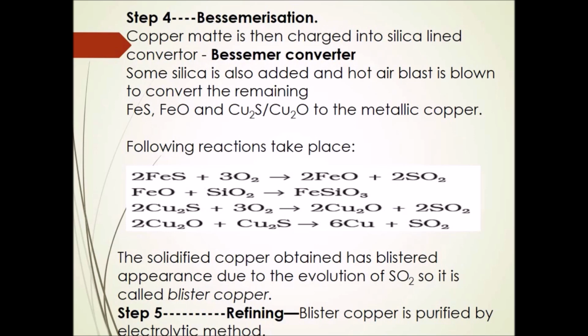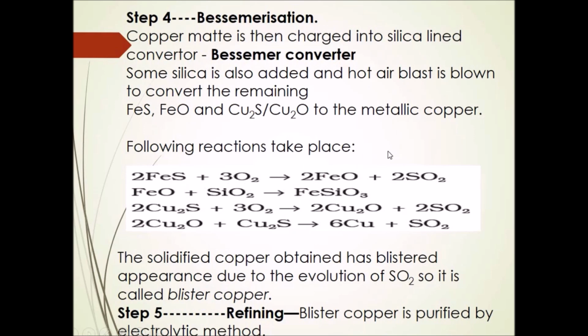And now you can see that we have taken cuprous sulfide and ferrous sulfide, which is nothing but copper matte, and added some amount of silica to this. And now a blast of hot air is blown into this tank. When you blow the blast of hot air into the tank, you can see this ferrous sulfide is converted into its respective oxide. Cuprous sulfide also gets converted into its respective oxide. The following reaction you can make out very clearly: ferrous sulfide which is present is converted into iron oxide.